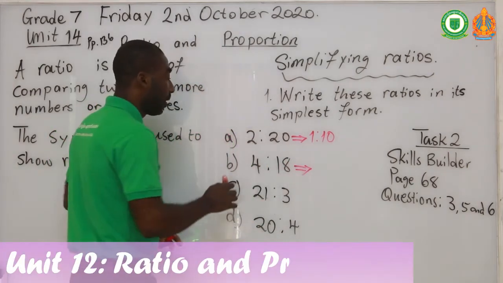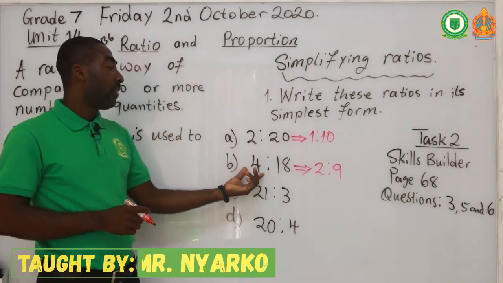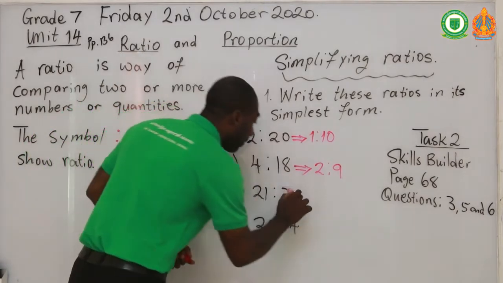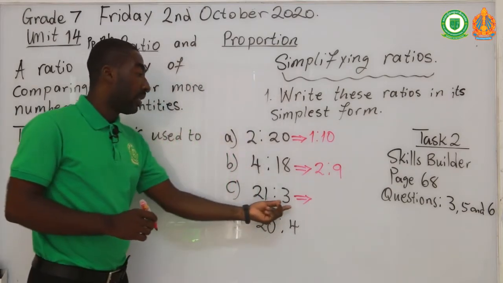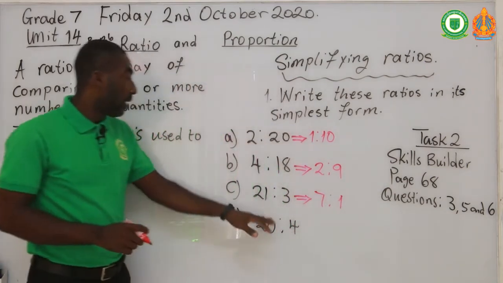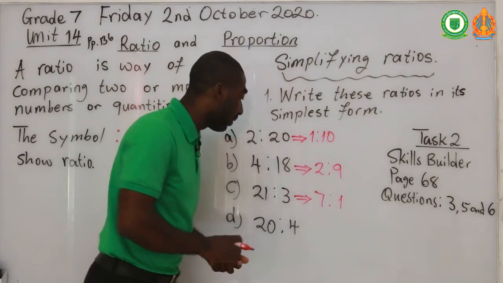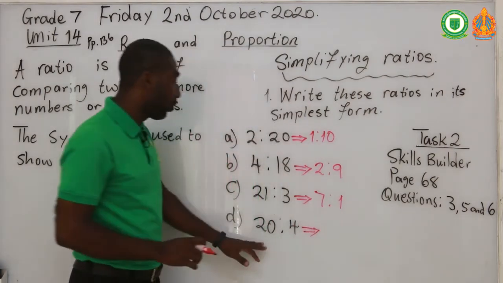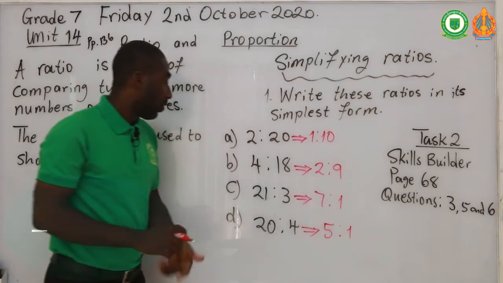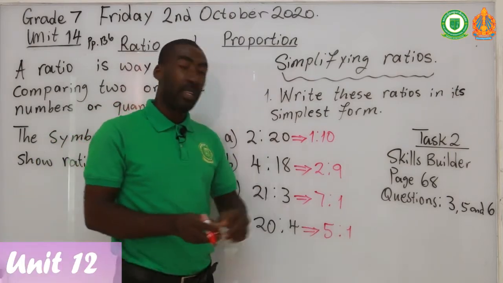4 and 18, we can say, okay, so we use 2 to divide 4 and we have 2, and we use 2 to divide 18 and we have 9 also over there. So 21 and 3, okay, so we'll have 7. 3 will divide 21 by 7 and 3 will divide itself by 1. 20 and 4, okay, so 4 will divide 20 by 5 and 4 will divide itself by 1.